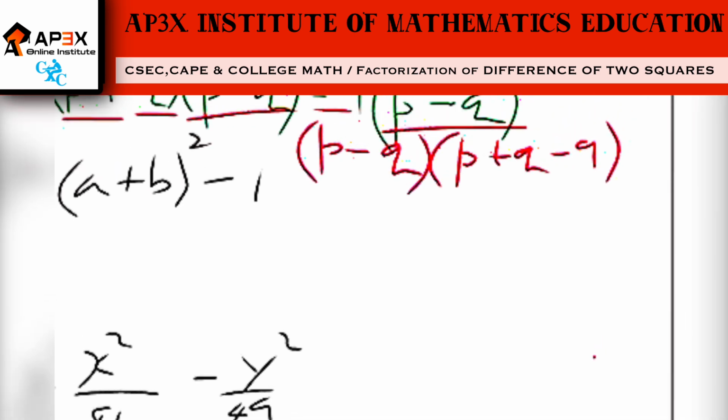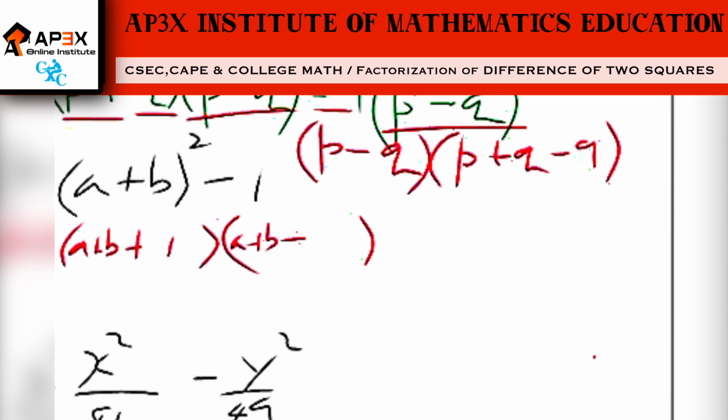So a plus b squared is just like saying x squared. So literally, I'm going to open two brackets. I'm going to put a plus in one and a minus in the other. I'm going to have an a plus b because it's just one term that is squared, and we're going to have a plus b here. And then we're going to have plus 1 and minus 1.